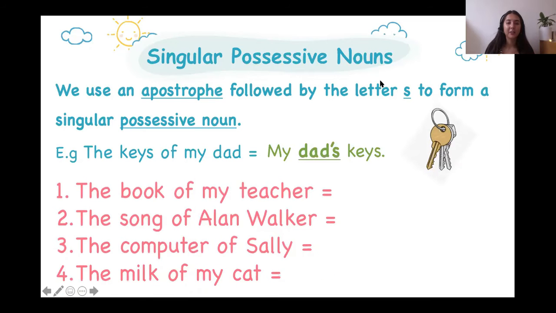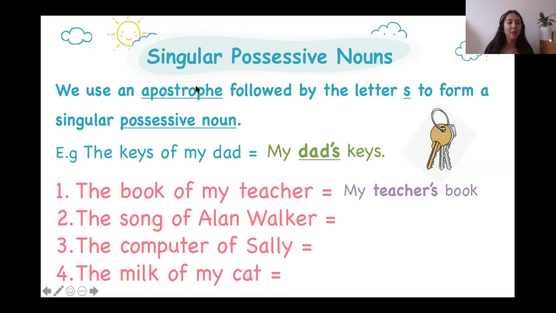Okay. Have a look over here. Number 1, the book of my teacher would become... How could we say this using a possessive noun? Ooh, lots of hands are going up. Okay, Kimmy, can you tell me? The book of my teacher equals my teacher's book. Very good. Can you spell teacher's? TEACHER'S. Good girl. Perfect. Well done, Kimmy. My teacher's book. We add an apostrophe and an S to the end of teacher to show teacher is the possessive noun. The teacher owns the book.